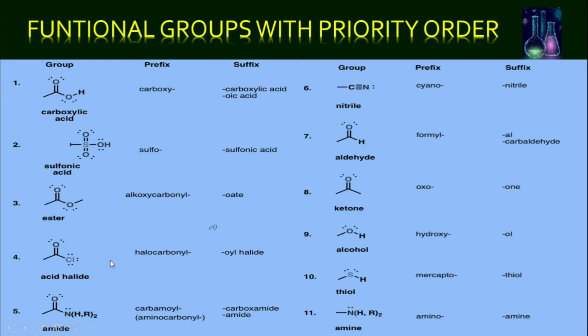Acid halides. Amide. Nitrile. Aldehyde. Ketones. Alcohol, thiol, and amines. These are a few cherry-picked functional groups which I have presented in front of you. There are a lot more functional groups, but for your syllabus, these are the main functional groups. Please pay attention to the prefix that can be used or the suffix that can be used for each functional group. How to modify the names, we will deal with in the further examples.